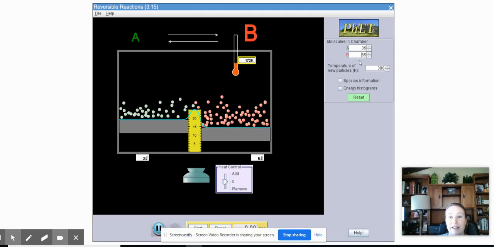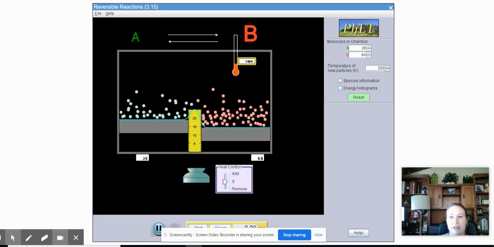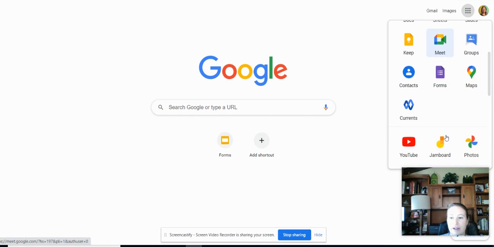So we are at equilibrium now. Let's say it's 3565. So my equilibrium point, 3565.